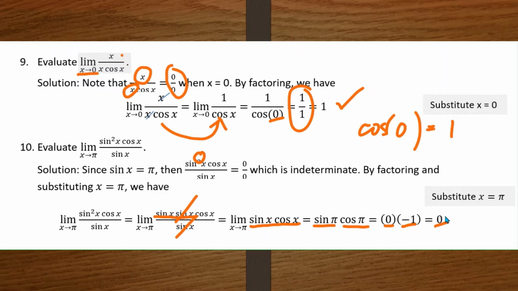So in the factoring technique, the first thing you need to do is to observe if the given will become 0 over 0 or indeterminate. So if it is not 0 over 0 form, then direct substitution can be used. But if it is 0 over 0, you have to take a look if you can factor it out. So if it is not factorable, then we will now have the other way. And that is to be explained next.